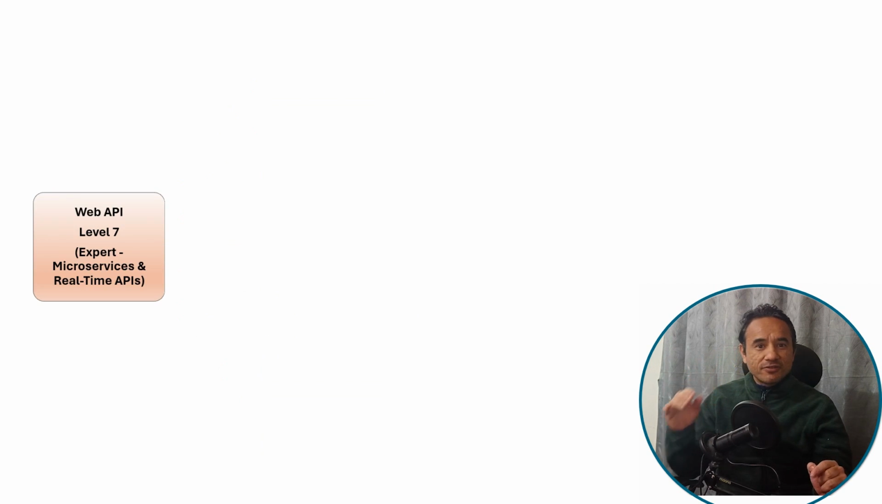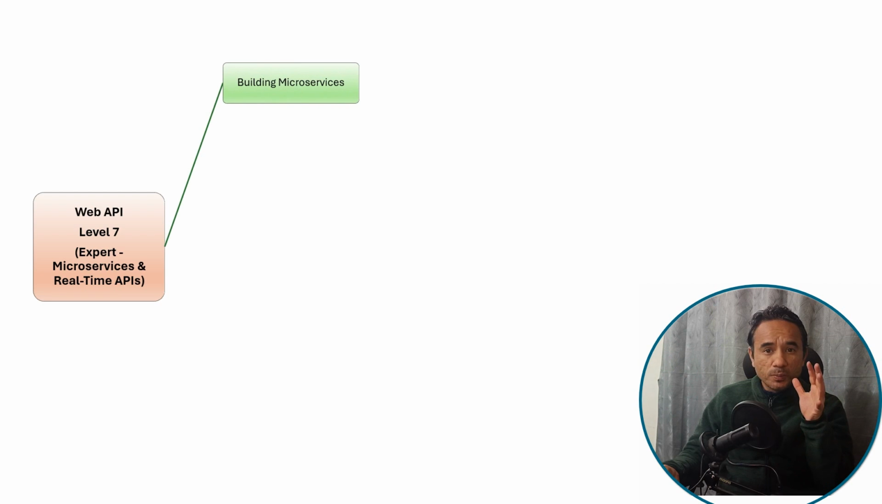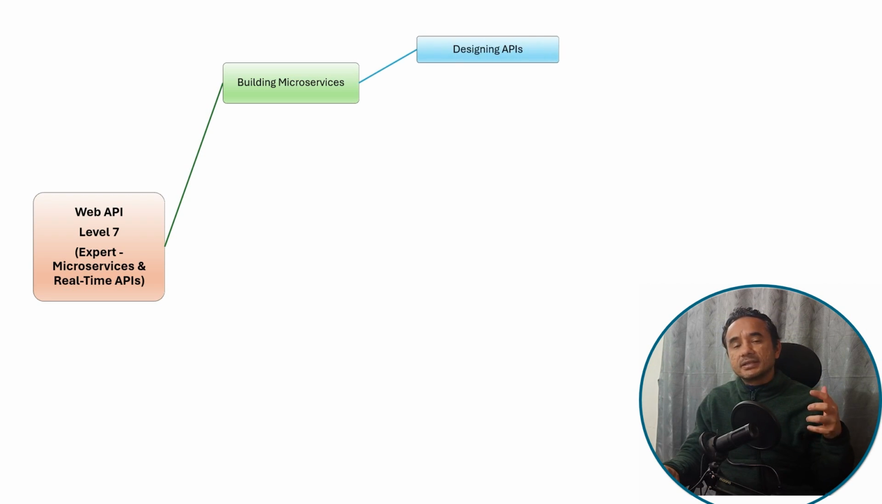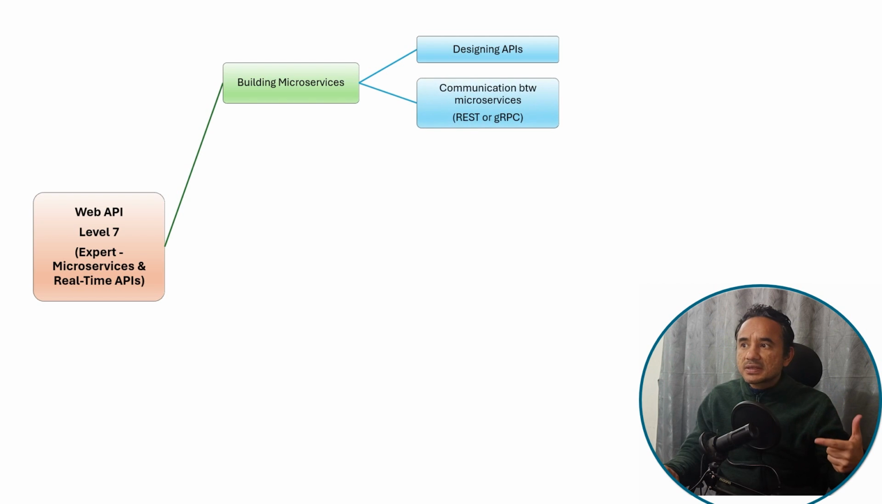Here is level 7, expert: microservices and real-time APIs. At the expert level, first dive into building microservices architecture, which is very much in demand right now. Here first learn how to design APIs as small independent services. Then learn how microservices can communicate with each other using REST or gRPC.